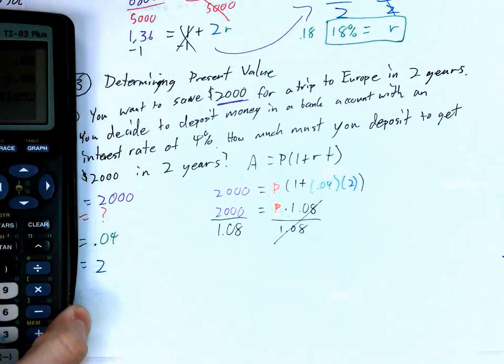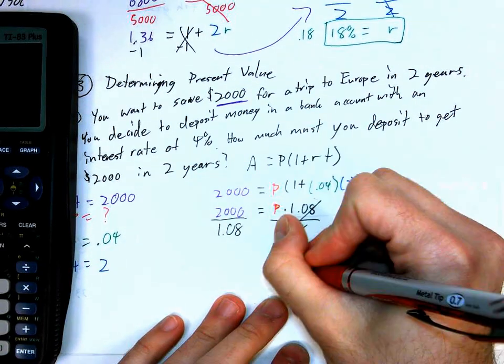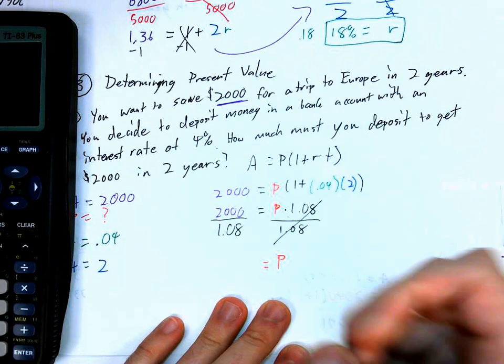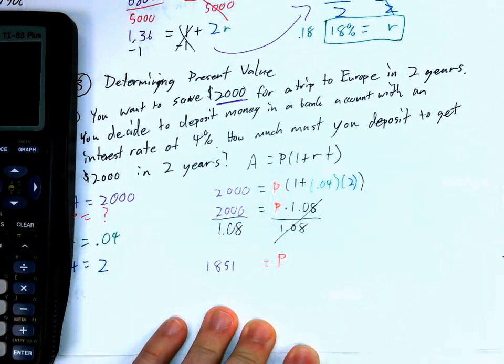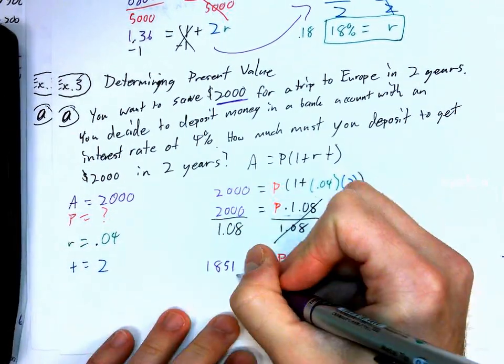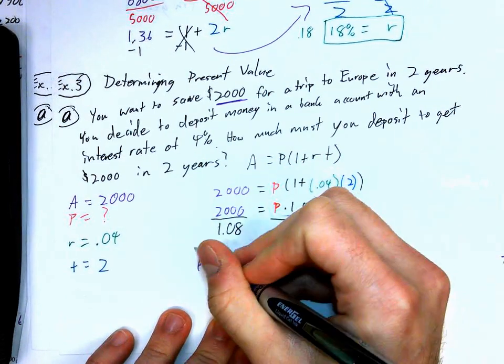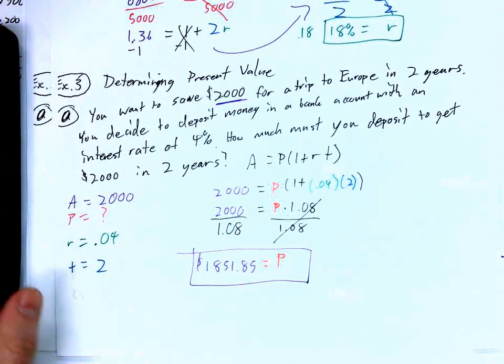Now, we're going to go ahead and round that down a little bit. So we're going to end up having a present value of P equals 1,851.85. And note that I did round that off. It is money, so you'll want to round to the hundredths place, or the cents that is there.